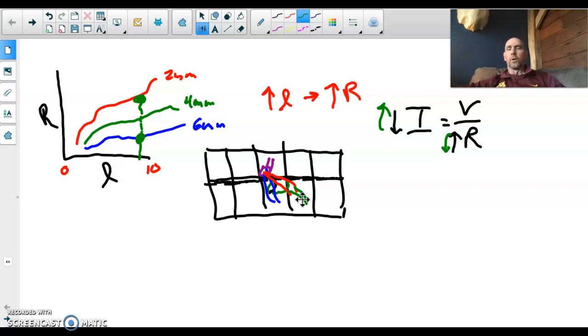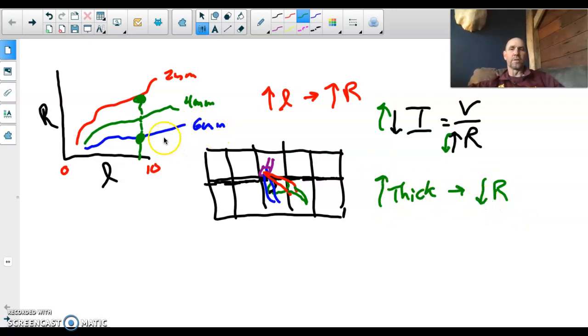Okay? So the other relationship I just referred to is the thickness. The thicker you get, in other words, the 6 millimeter wide line, the lower the resistance. The thinner it is, the higher the resistance. So the relationship there is as thickness increases, resistance goes down. So an increase in thickness means a decrease in resistance, as you can see and interpret from that graph here. Okay?